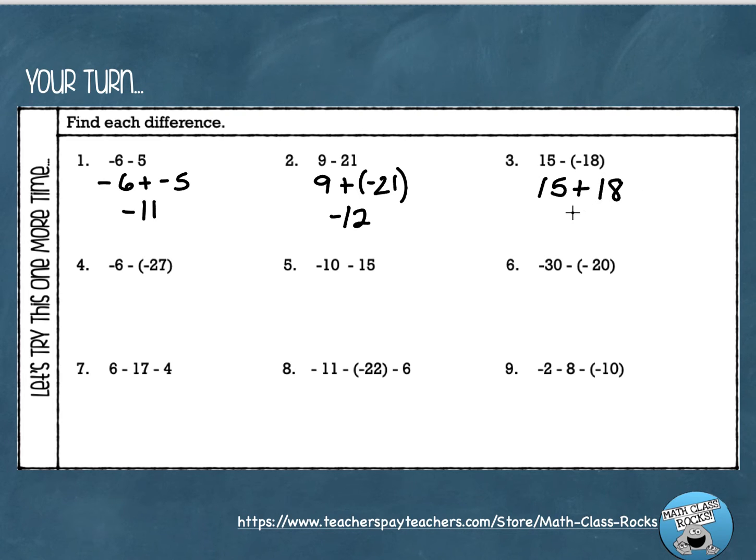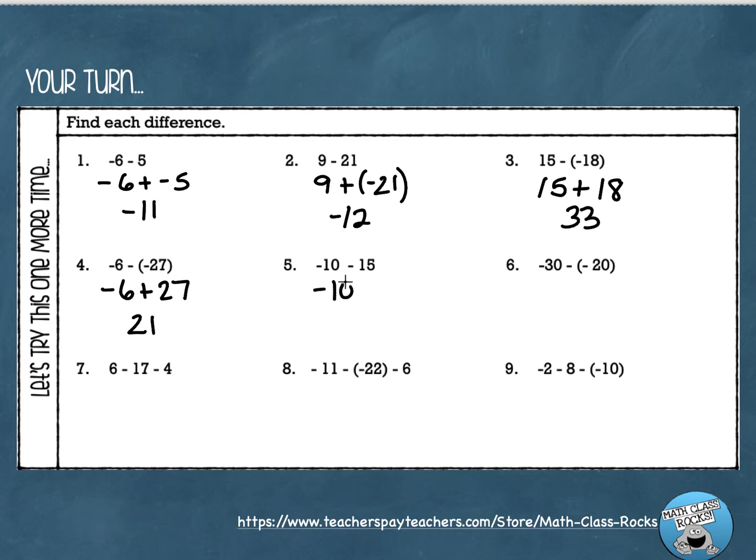When I add 15 plus 18 together, I get positive 33, two positives. For number 4, it's going to change to negative 6 plus positive 27. Different signs, so I subtract them and get 21. It's going to be positive because 27 is bigger than 6. 27 has a larger absolute value than negative 6, so my answer will be positive.